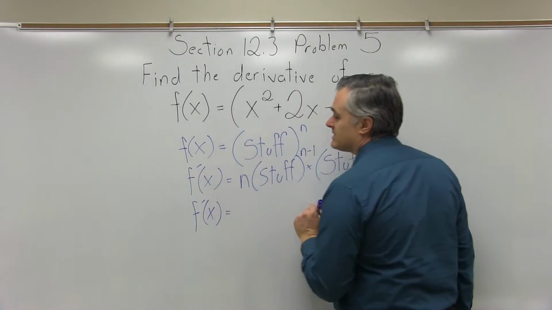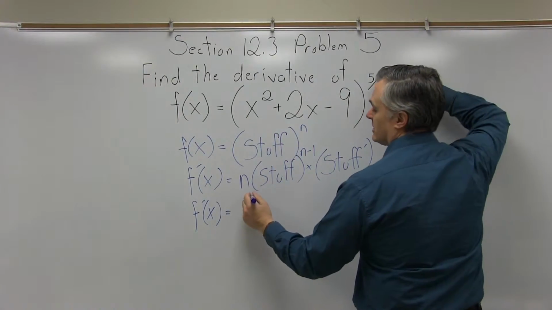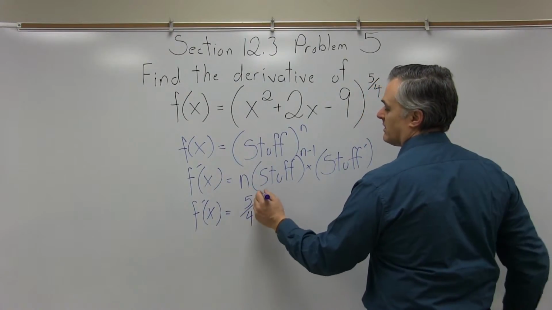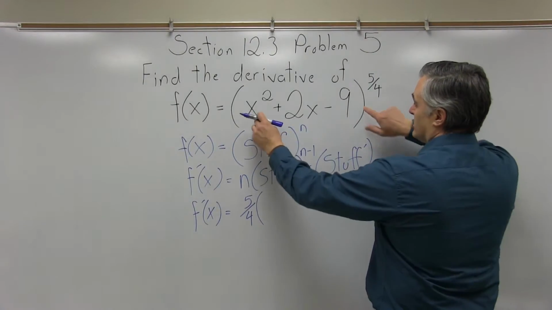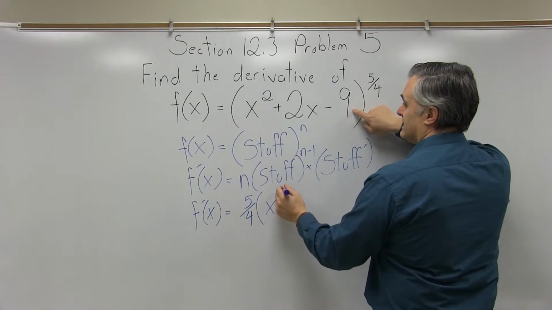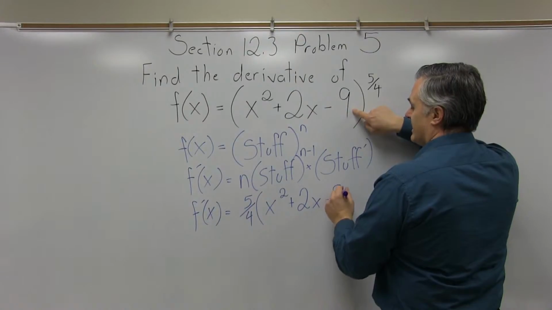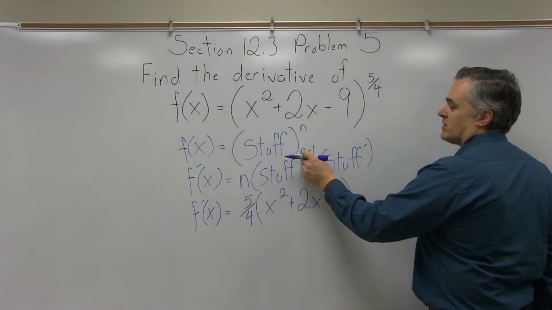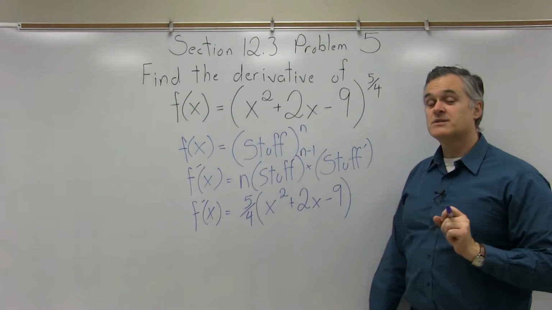f prime of x equals, so my n, my exponent, is 5/4. So the 5/4 will come down, that's the first thing we write. And we have a set of parentheses, and in the parentheses we put stuff, no prime, just the stuff as it appears in the original problem. And for this problem, that is x squared plus 2x minus 9. Close the parentheses. We're going to have a new exponent for the parentheses, which is 1 less than the previous exponent. So I have to do 5/4 minus 1.